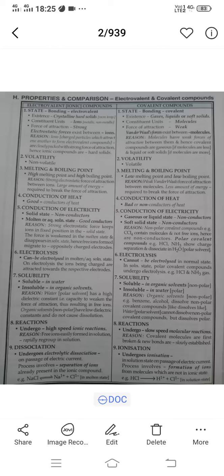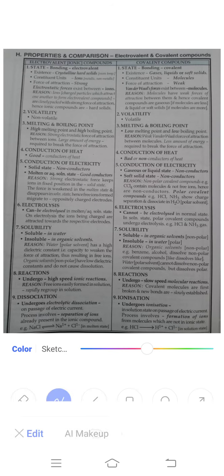Good morning, dear students. Today we are going to start with the last part of the chapter, that is, distinguishing between ionic compound and covalent compound. Now let us start with this part.